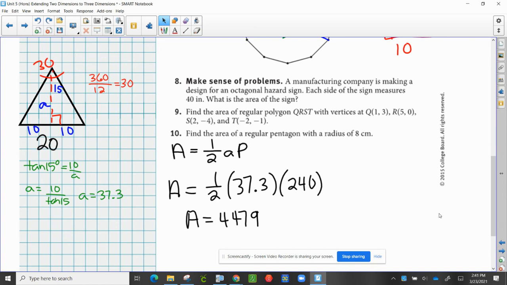So we will practice this much more in class. The hard part of all these problems is figuring out that length of the apothem. But just remember, you're just using special right triangle properties. So either 30, 60, 90, 45, 45, 90 triangles, or trig.